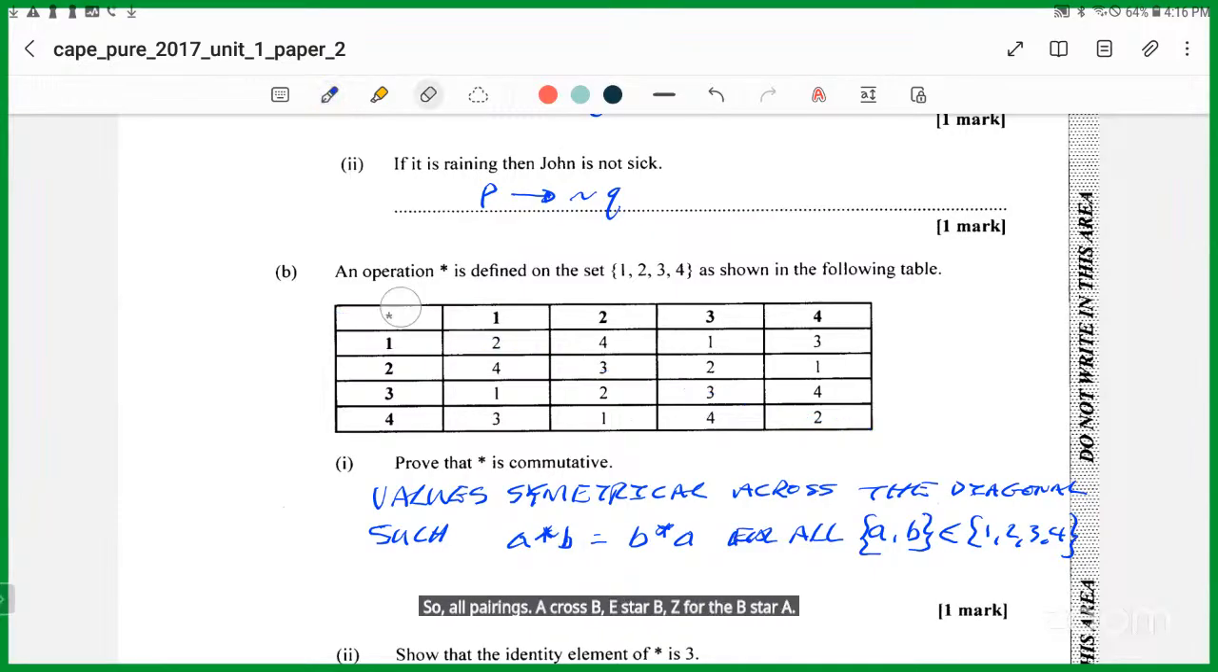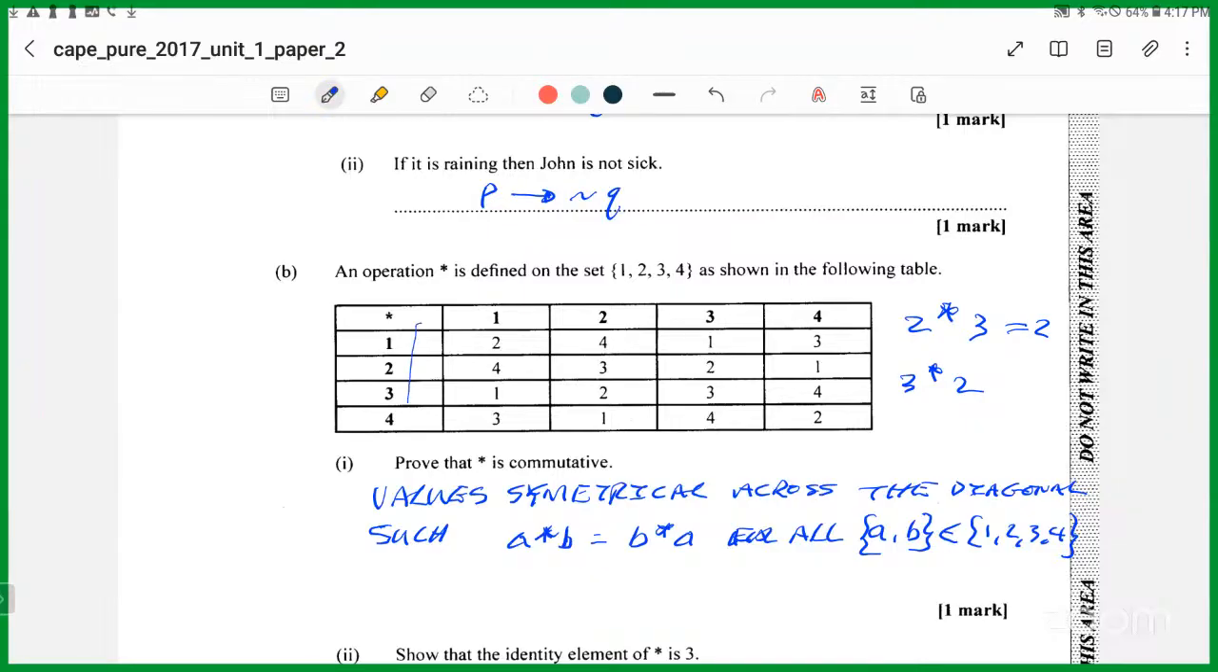Alright, so if there's an example up here, for example, if you do 2 star 3, I do it this way, 2 star 3, that's equal to this 2. And if we do 3 star 2, we're still getting this 2. Right? And it goes that way for all the values. Let's go and say prove. You're going to have to write something like that. Right? But the values are symmetrical across the diagonal.